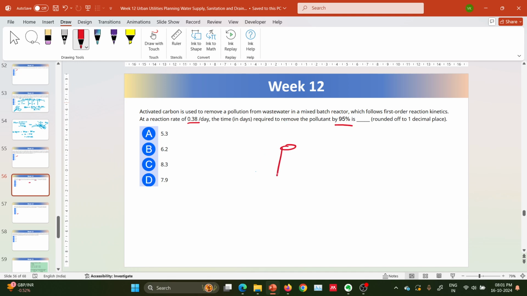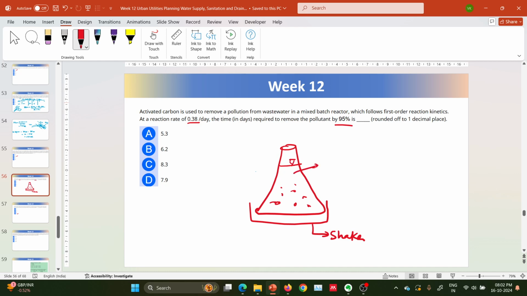So what we are doing, in the lab you may do this experiment. You are taking the conical flasks, you call them a mixed batch reactor because this will be put in the shaker table. You have put activated carbon, and let's take you have kept dye wastewater. I'm taking dye because you can see the color of the dye. Let's say the blue color dye is there, and you have activated carbon, and after some time you can see the dye wastewater color has been removed because the color will be adsorbed on the surface of activated carbon. So this is the system.